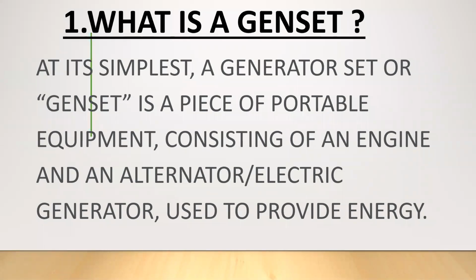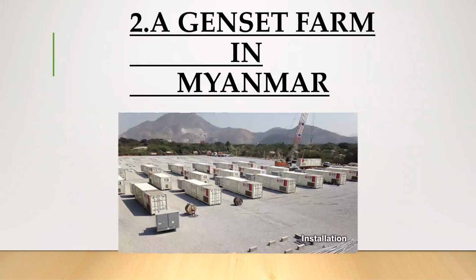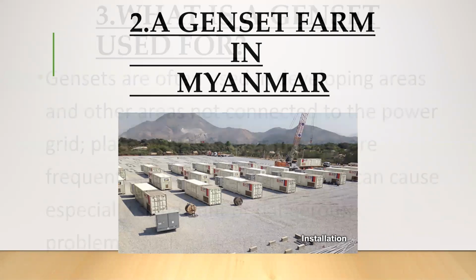Moving on to the next slide. The second subtopic is a genset farm in Myanmar. So in this slide, we can see a picture. This picture contains a huge and massive place accommodating a large number of genset machines. So this place we're talking about is Myanmar. Moving on to the next slide.